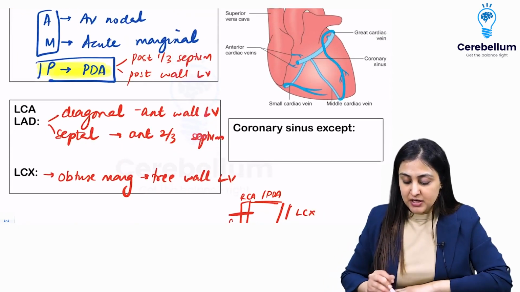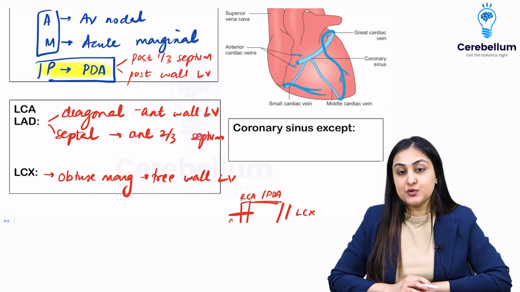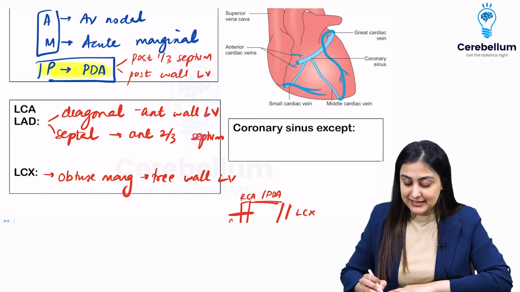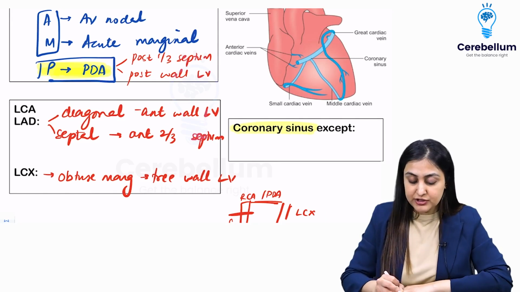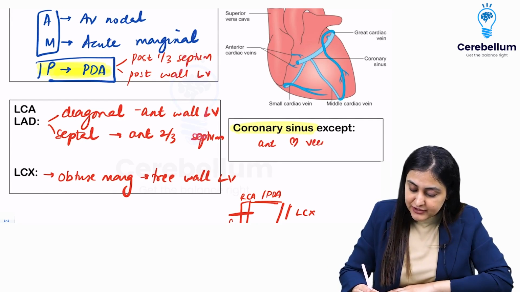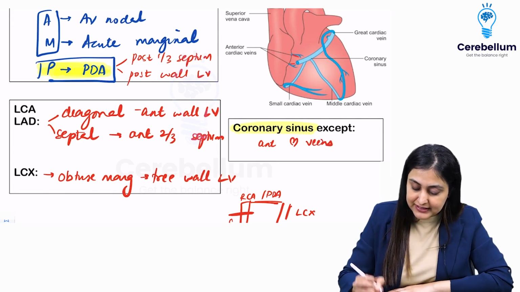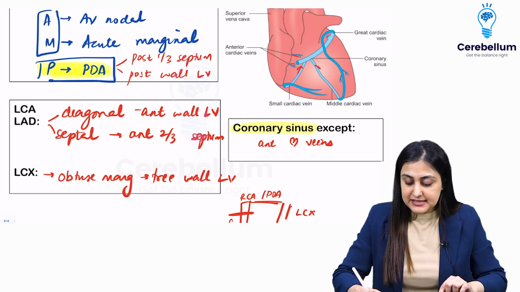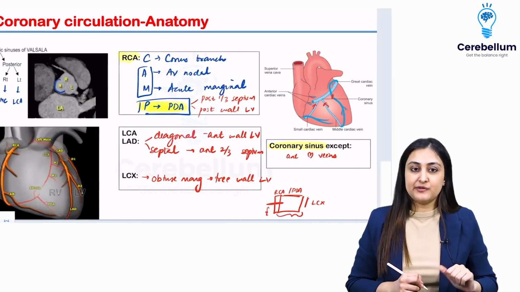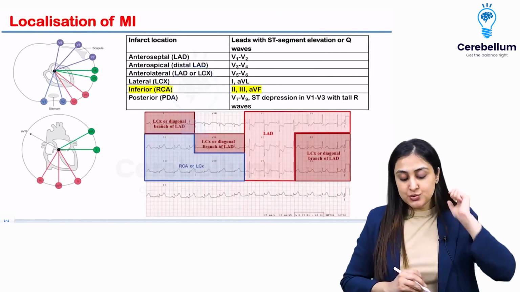One question always comes that out of all of the veins, they'll give you these options: anterior cardiac vein, great cardiac vein, middle, small cardiac vein. Everything drains in the coronary sinus except anterior cardiac veins, which directly drain into RA. So you can see how they're directly going into RA, as everything else is coming into the coronary sinus. Okay, so that's all you want to remember from MCQ point of view. Now let's do the localization.